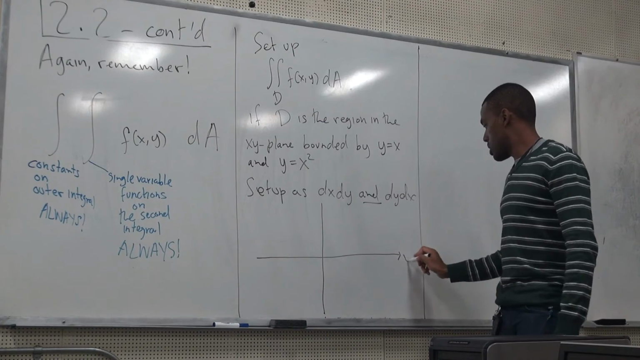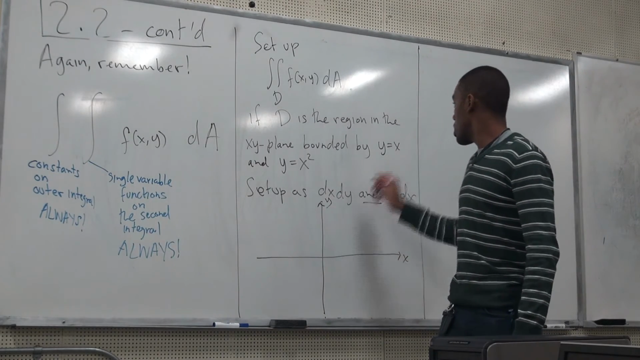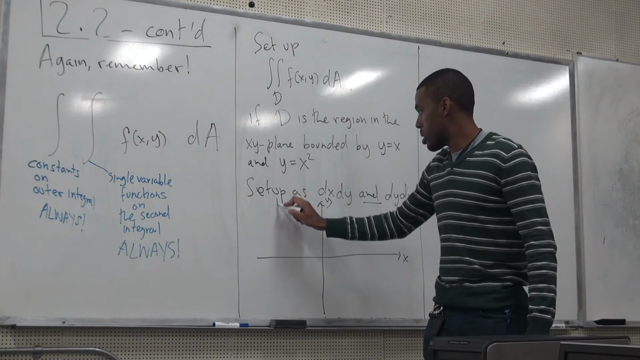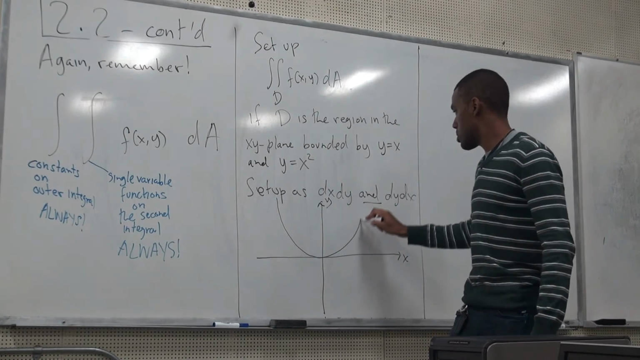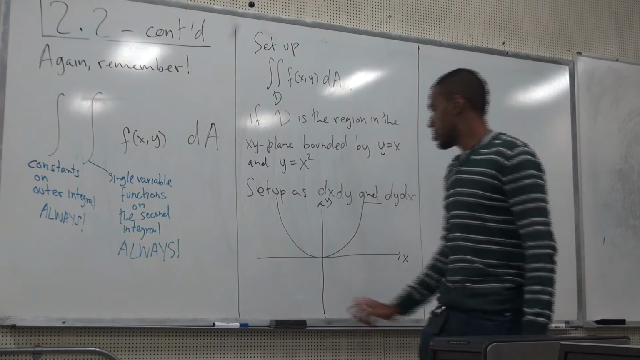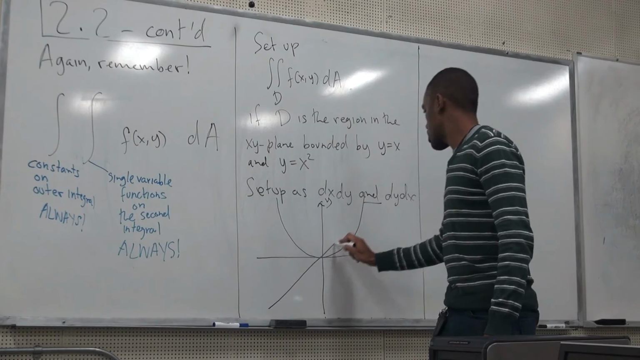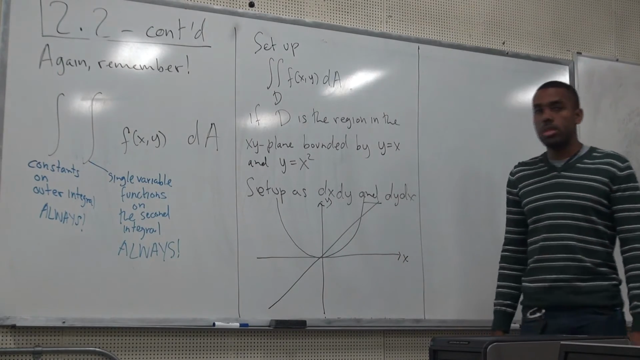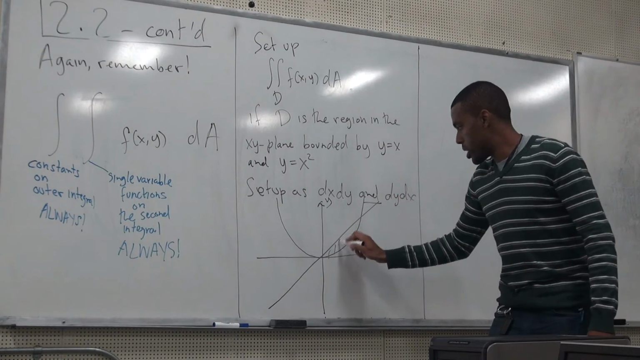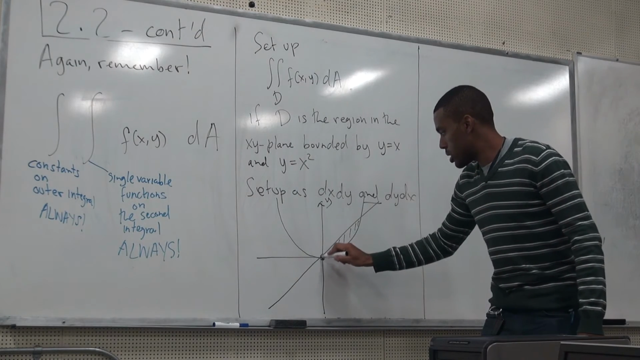A parabola. This is x, this is y. We're going to draw y equals x squared, it's just a parabola. Y equals x, just a straight line through the origin. What's the region bounded by them? Just this part here, where it's going to intersect here and here.